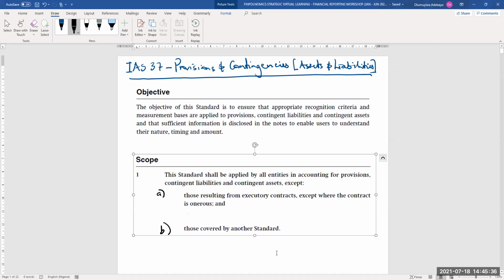Now, before we move on, I want us to give one or two expectations from what we want to discuss so that we can commence in full.